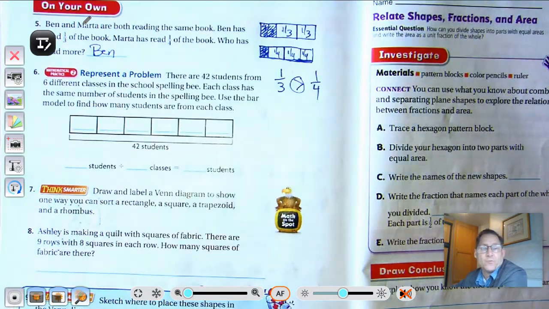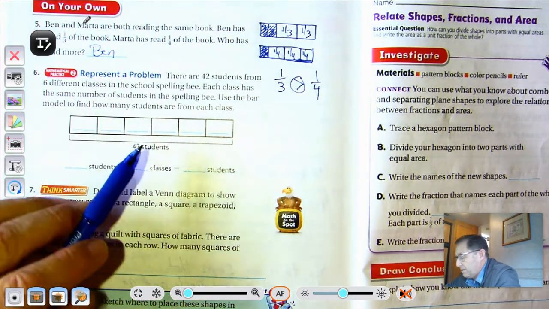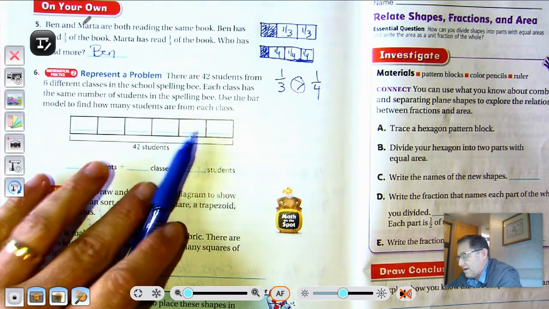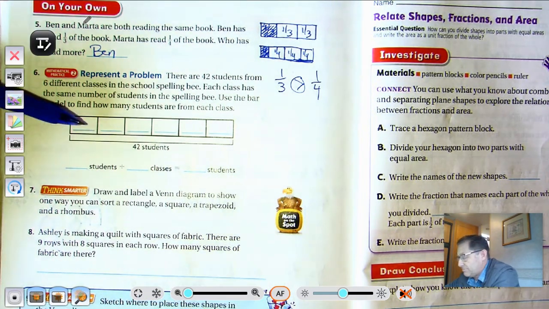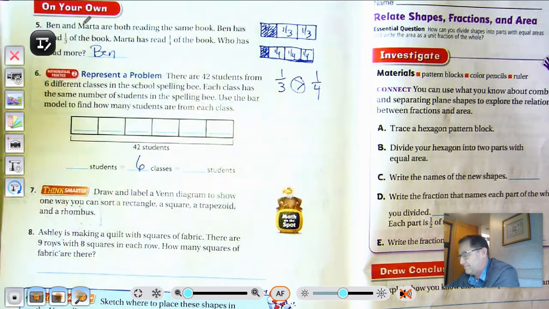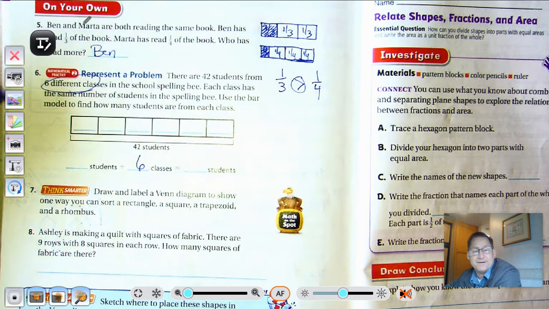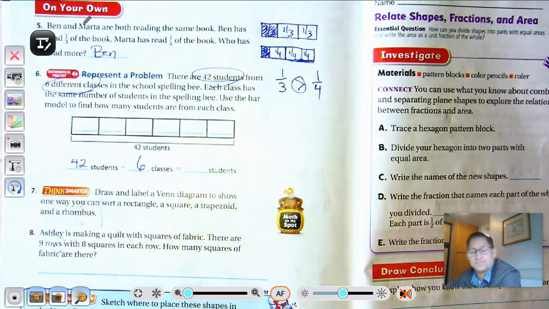Number 6. There are 42 students from 6 different classes in the school spelling bee. Each class has the same number of students in the spelling bee. Use the bar model to find how many students are from each class. So we need some number that's going to repeat itself to give me a total of 42. So how many classrooms here? 1, 2, 3, 4, 5, 6. So we see 6 classes. They also told us that right there. There are 42 total students.